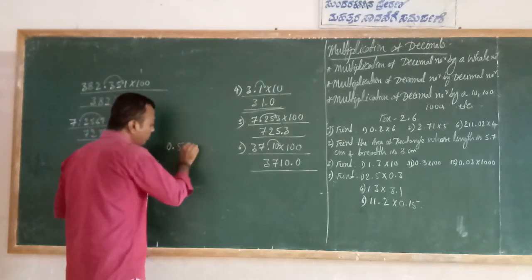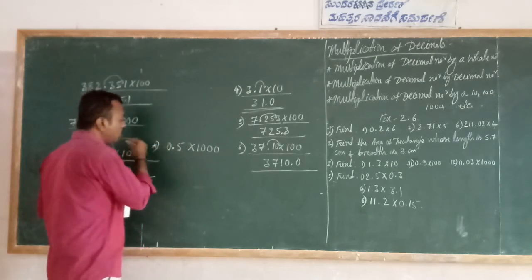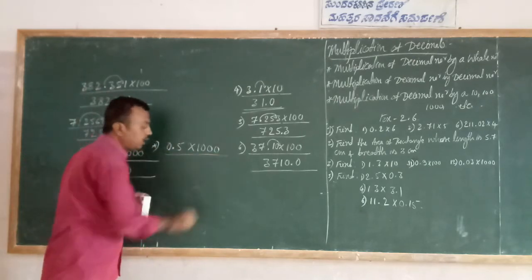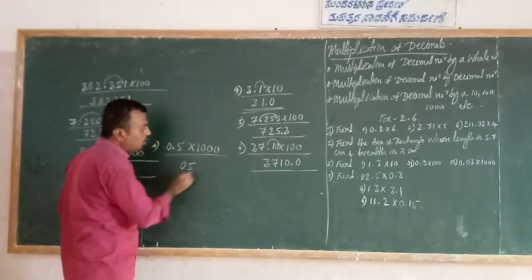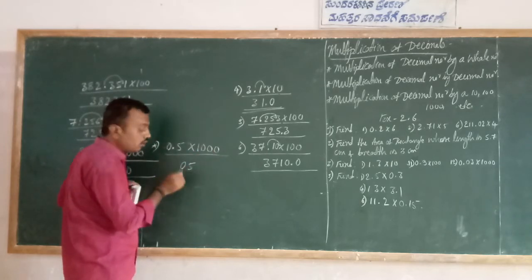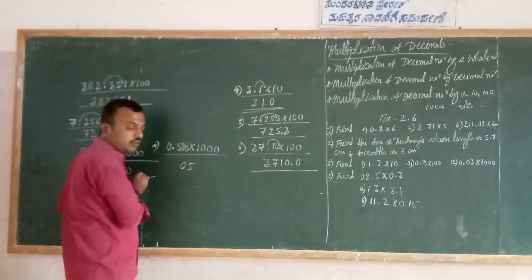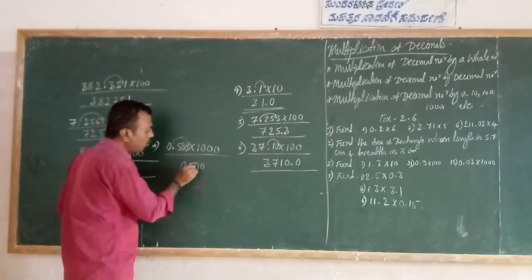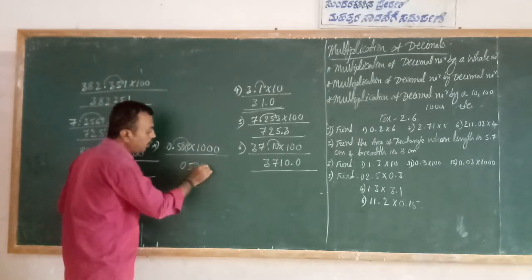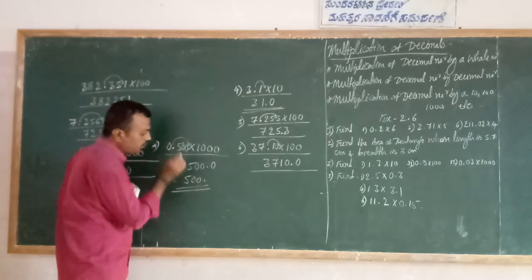0.5 into 1000. Okay. 0.5 into 1000. So like this problem, what will happen? See students, first 0.5 as it is right now. Here how many 0s are there? Three 0s. But here only one digit is there, that's why we can put two 0s. So it becomes three digits. Then we should shift the point. So here also two 0s have to be written down. After that we can put the point. Nothing is there, 0. So it's nothing but 500.0. 500.0 is nothing but 500.